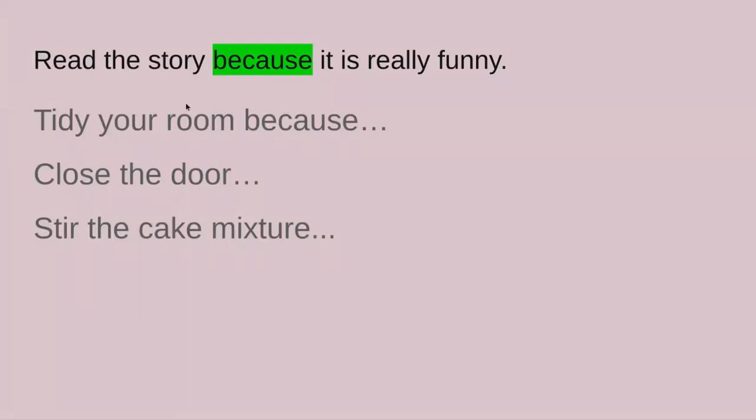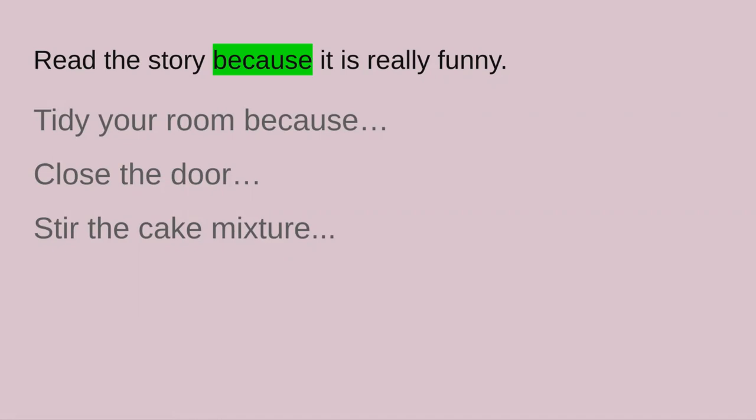Next one, close the door. What would you write next? How would you finish this sentence? And after that, stir the cake mixture. Why would you stir the cake mixture?